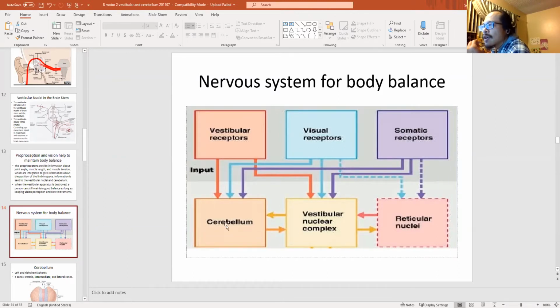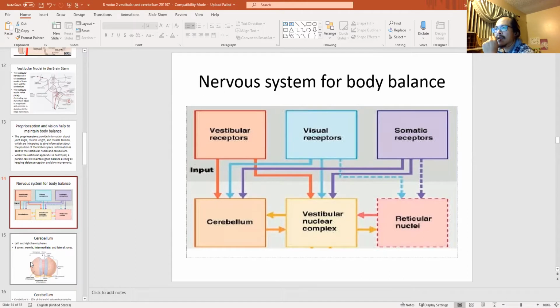So this is relatively the higher end of the brainstem right here, the vestibular and the reticular, and they receive and analyze the signal from vestibular, visual, and proprioception. So that ends this one here. Now, because of the importance of the cerebellum, the next stop is to talk about this cerebellum.